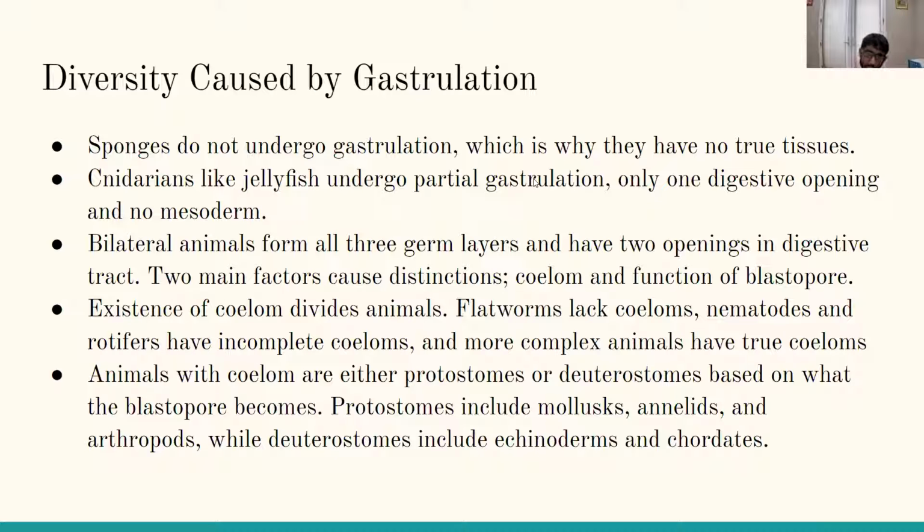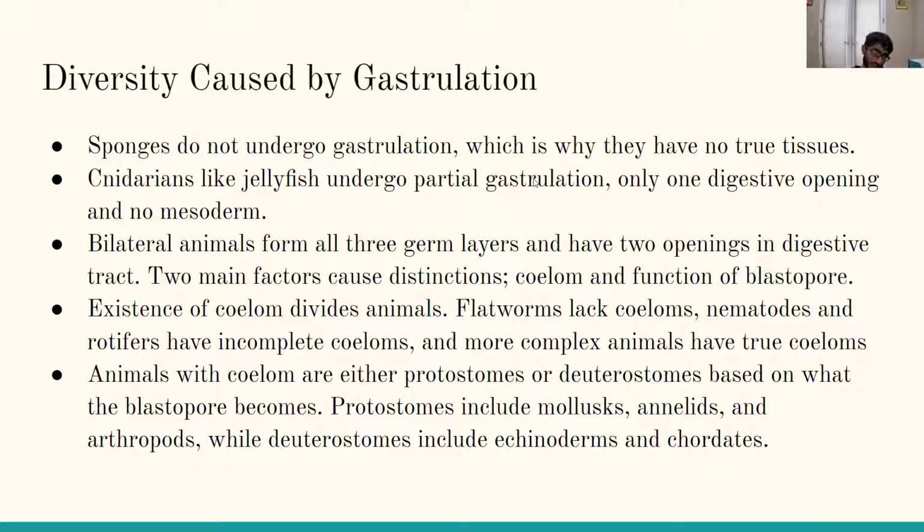Because they stay as a blastula, they don't have any germ layers, which means they don't have any specific differentiation, which means they don't have any true tissues. If you've ever seen a sponge, they kind of just sit there and just absorb nutrients through regular diffusion.